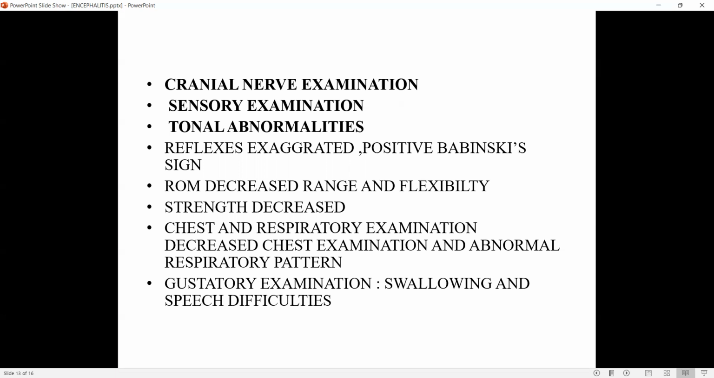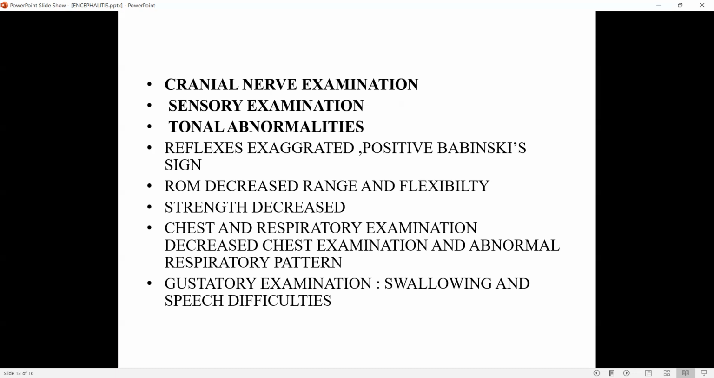Chest and respiratory examination: decreased chest expansion and abnormal respiratory pattern. Gastric examination: swallowing and speech difficulties. The cranial nerve examination.